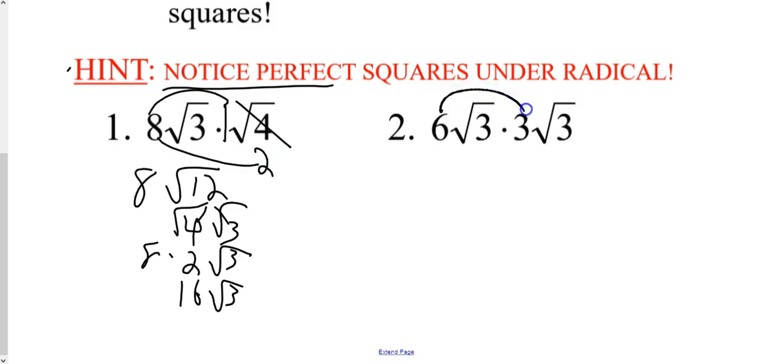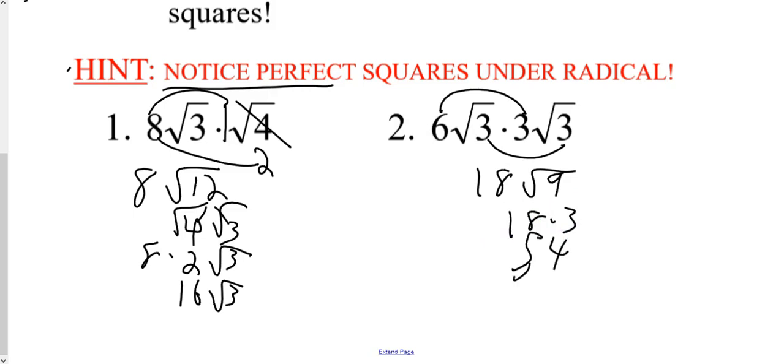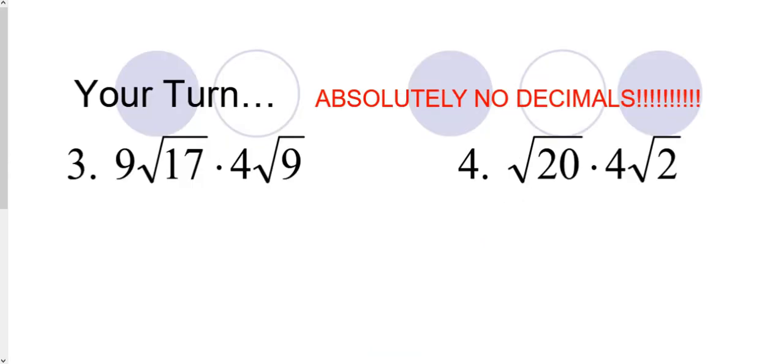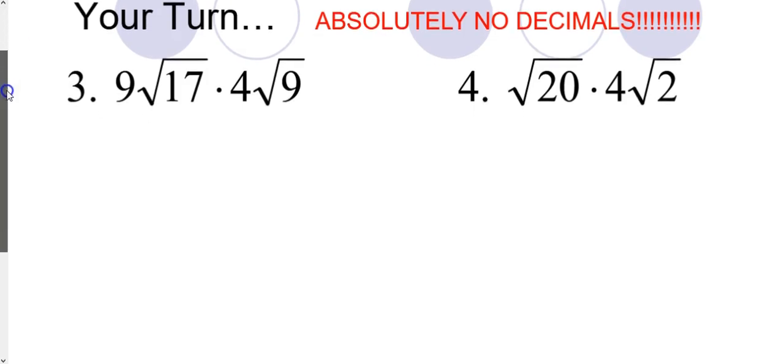Okay, outside times outside, 18. Inside times inside, 9. But what's the square root of 9? Simply 3. And 18 times 3 is 54. Okay, last two. We're going to do these together.